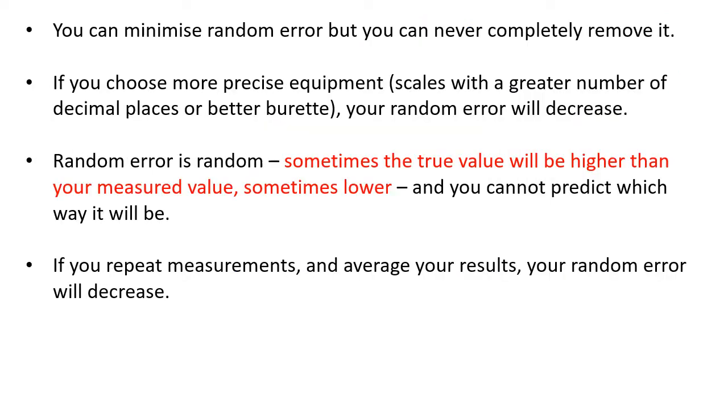You can minimize random error, but you can never completely remove it. Okay, so if you choose more precise equipment, so scales with a greater number of decimal places, so you might have one scale that can read to 2 decimal places, or you can choose one that reads to 3 decimal places. That means that the increments are smaller in this one, which means that you have more certainty or less uncertainty or less random error.